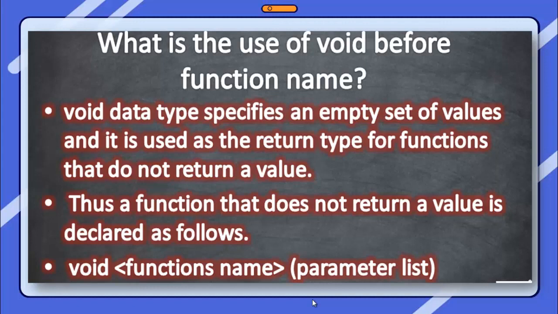What is the use of void before using a function? The void data type specifies an empty set of values, and it is used as a return data type for functions that do not return a value. Thus, that particular function will not return any value. So that is why we are using the void function.